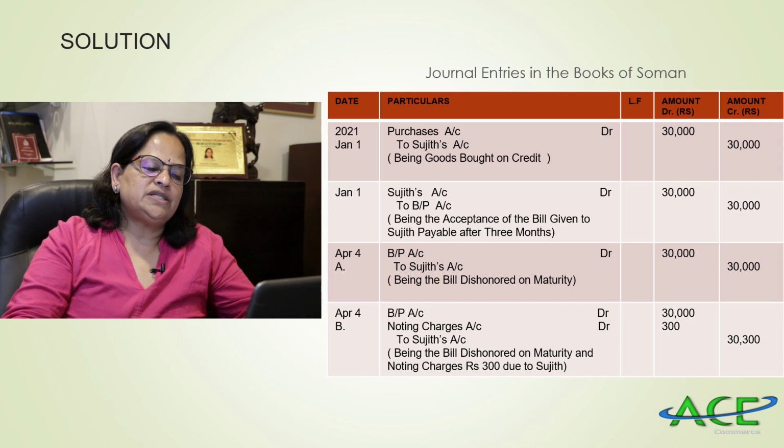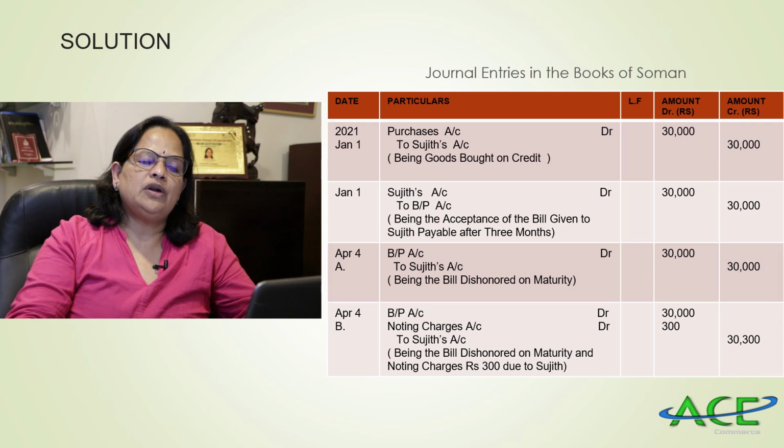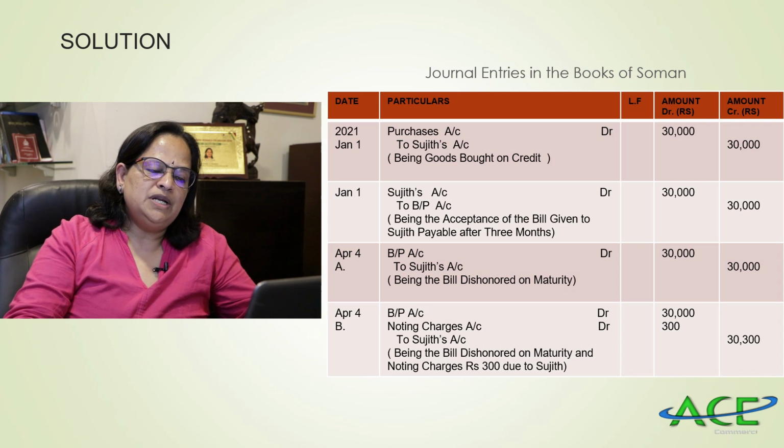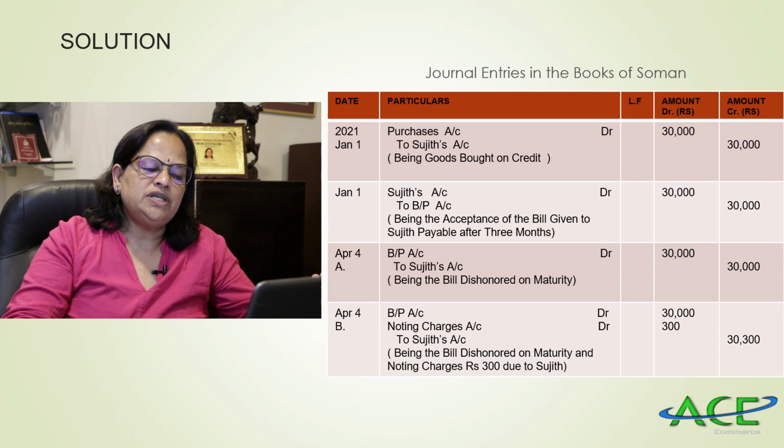Now the noting charges: bills payable account debit 30,000, noting charges account debit 300 to Sujit's account 30,300, being the bill dishonored on maturity and noting charges rupees 300 due to Sujit. So this is the module I wanted to explain. Please remember that there are different types of bill transactions, and you have to remember the journal entries: discounting the bill, dishonoring the bill, sending the bill to the bank for collection, all these options.